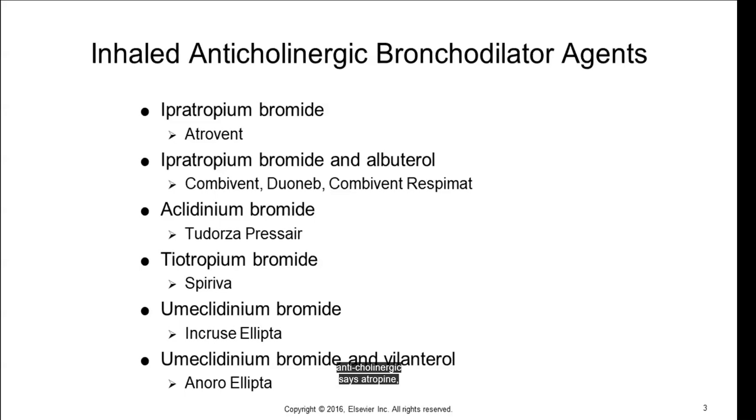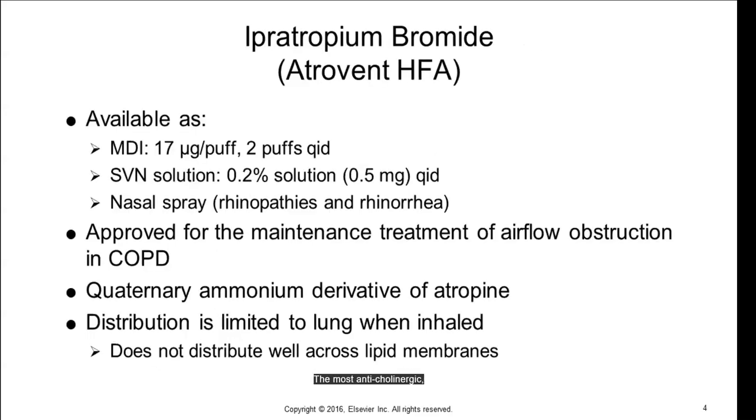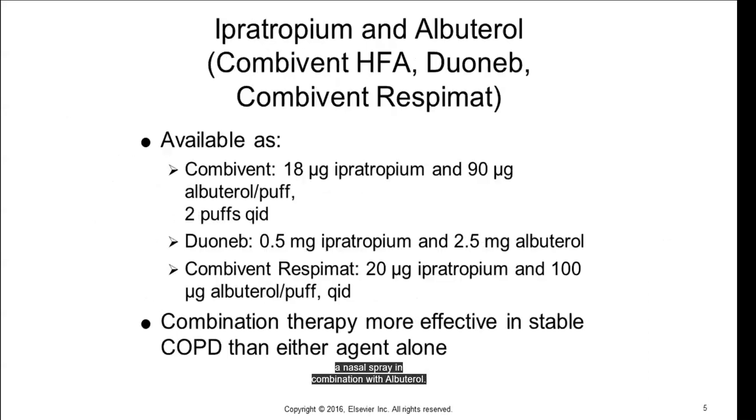The prototype for all anticholinergics is atropine, which is used for symptomatic bradycardia. Anticholinergics have similar effects as sympathomimetics, except for the additional effect of drying of secretions. The most anticholinergic, also referred to as antimuscarinic, is ipratropium bromide or Atrovent. It is indicated for the treatment of airflow obstruction in COPD and is administered via MDI, small volume nebulizer, or as a nasal spray. In combination with albuterol, it is shown to be more effective in treating stable COPD than either albuterol or ipratropium alone.